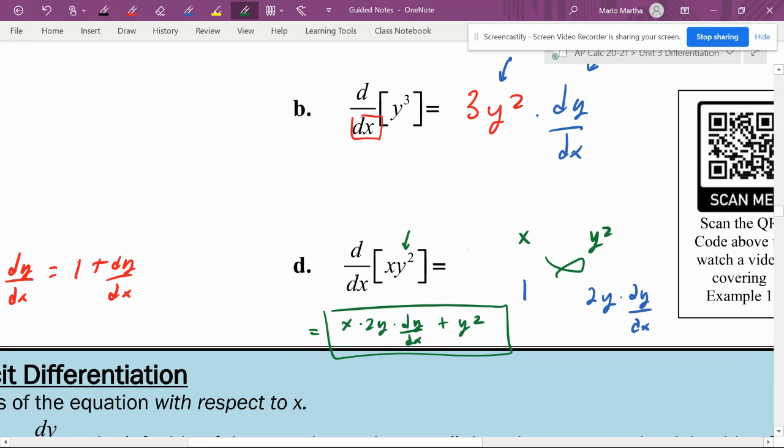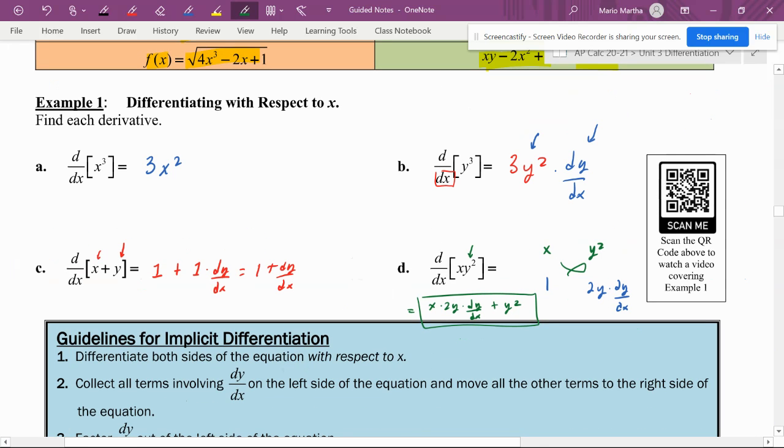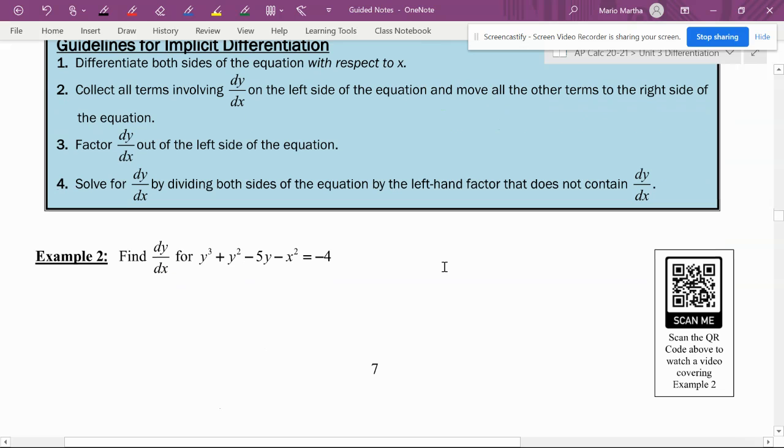Alrighty. So let's look at the steps that we have to do now. So the guidelines for implicit differentiation. First, differentiate both sides of the equation with respect to x. In this case, we were given simple examples. Collect all terms involving dy dx on the left side of the equation and move all the other terms to the right side of the equation. Factor dy dx out of the left side of the equation. And then solve for dy dx by dividing both sides of the equation by the left factor that does not contain dy dx. Okay, we're going to put all these steps into practice right now when we look at example 2.